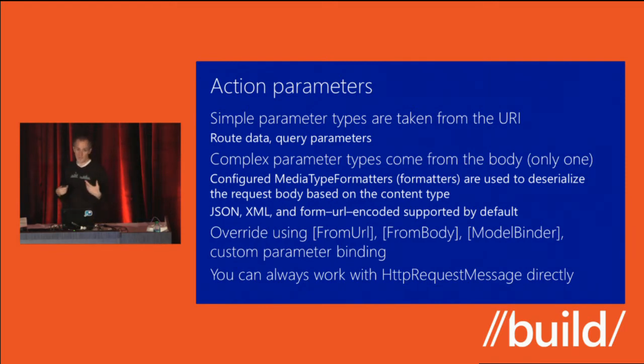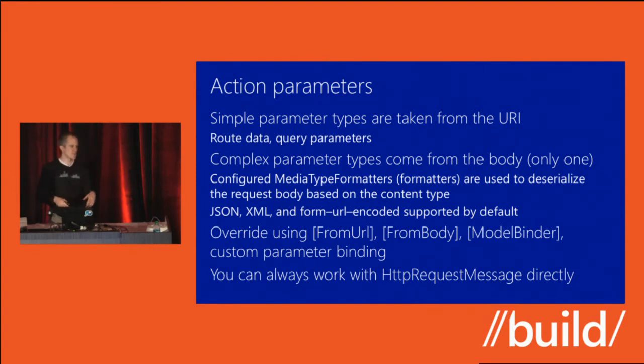You can also do MVC-style model binding as a way of doing parameter binding, and you can just apply the model binder attribute to make that happen. You can also define your own custom parameter binding by just plugging into the system and saying explicitly how you want parameters to be bound for your action. And lastly, you can always just work directly with the HTTP request message.